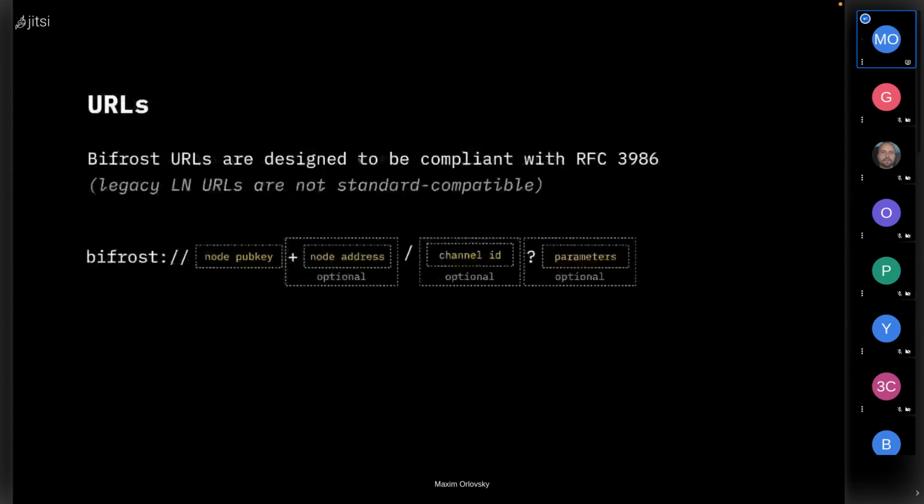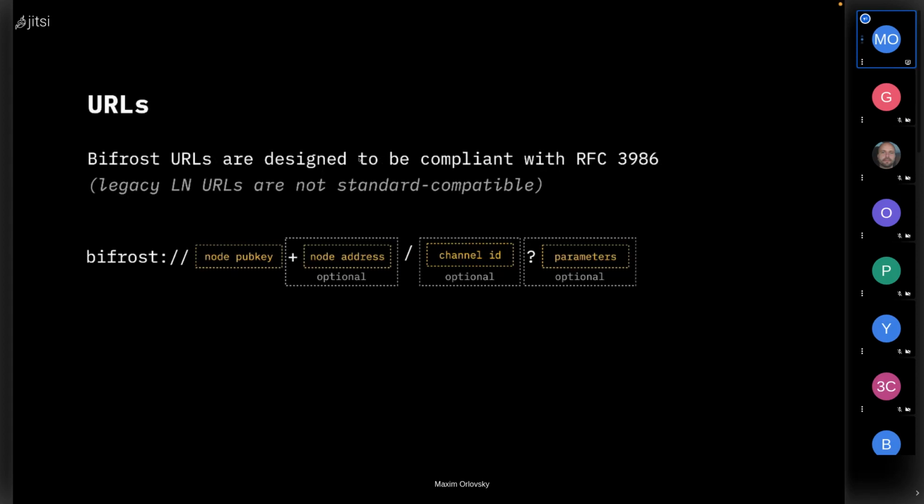The final part on interoperability is the design of Bifrost URLs, which will be quite frequently used. Unfortunately, we had to change it from the design of Lightning Network URLs because Lightning Network URLs are not compatible with the RFC defining what a URL is. And a Bifrost URL will start with the bifrost keyword, of course, colon, two slashes.